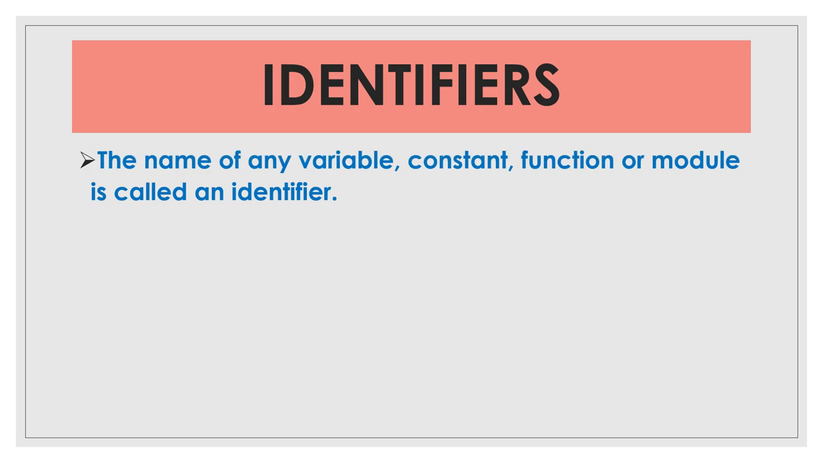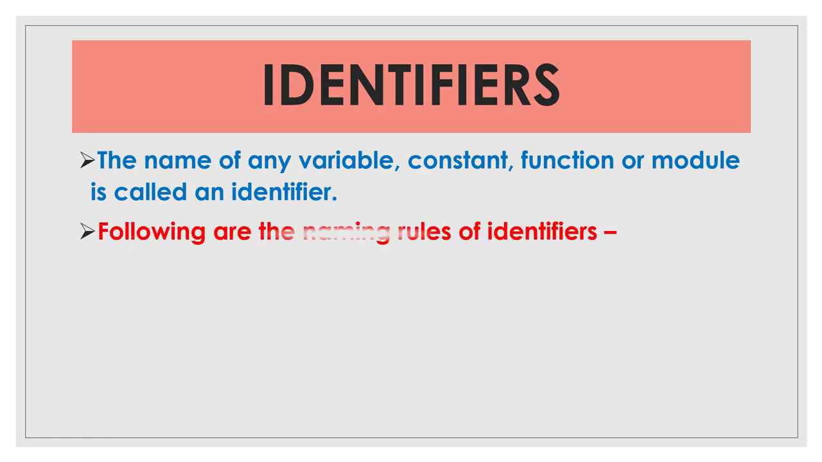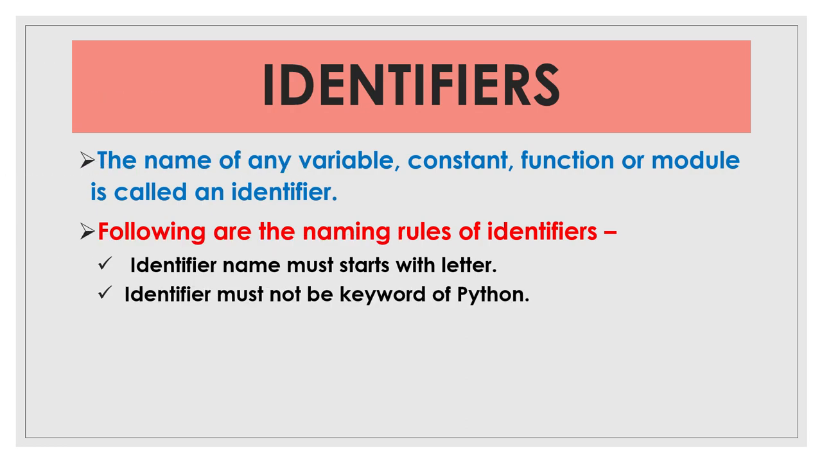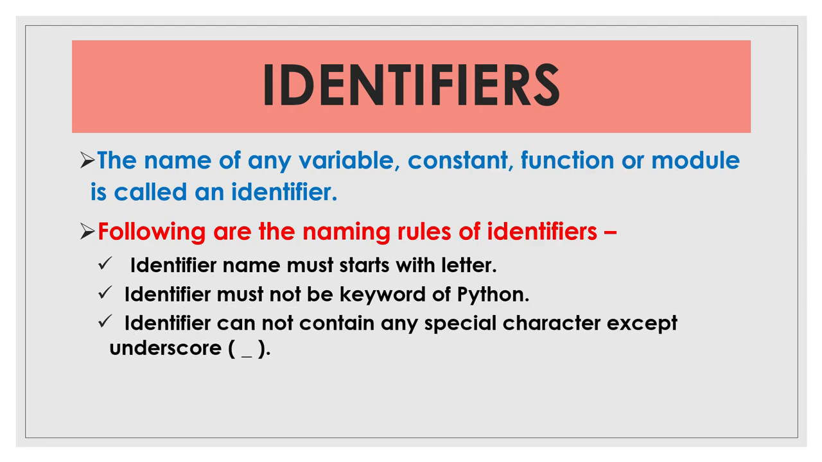Identifiers. The name of any variable, constant, function, or module is called an identifier. An identifier must follow some naming rules. The identifier name must start with a letter. An identifier must not be a keyword of Python. An identifier cannot contain any special character except underscore.